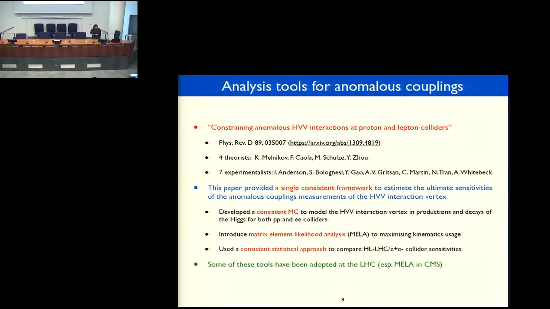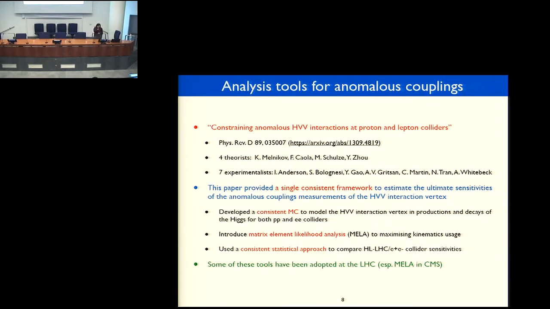And we introduce the matrix element likelihood analysis, or for the LHC folks, it's frequently referred to as MELA. This is particularly useful if we have limited statistics. It's one of the best ways of maximizing the use of kinematic information, and it's quite comparable with other statistical tools such as boosted decision trees and so forth.